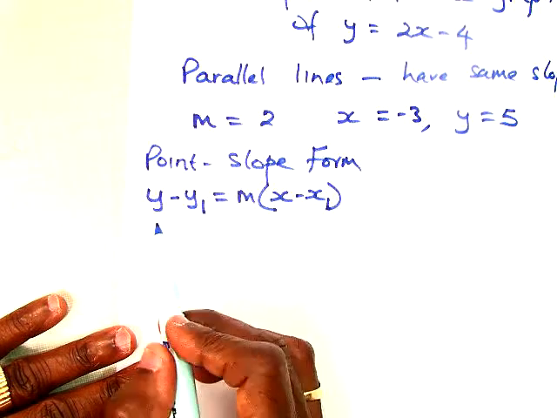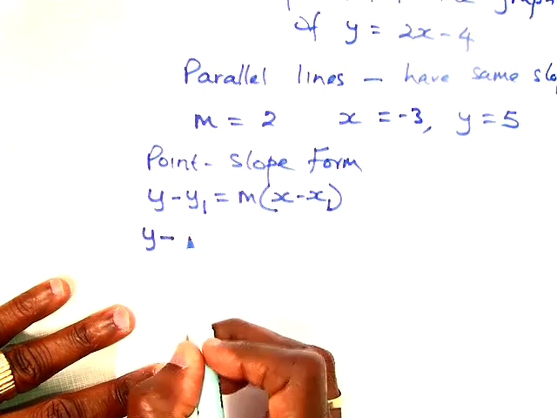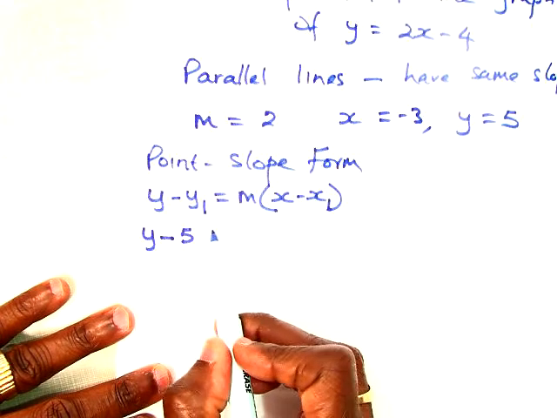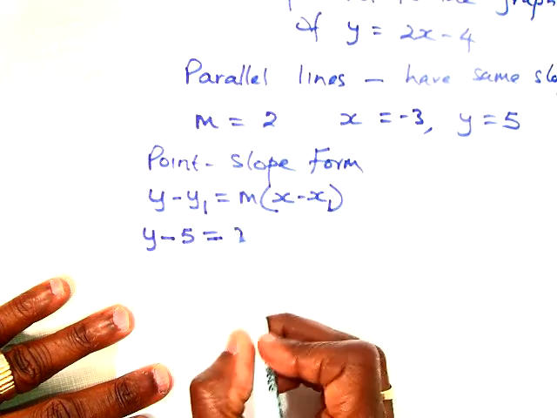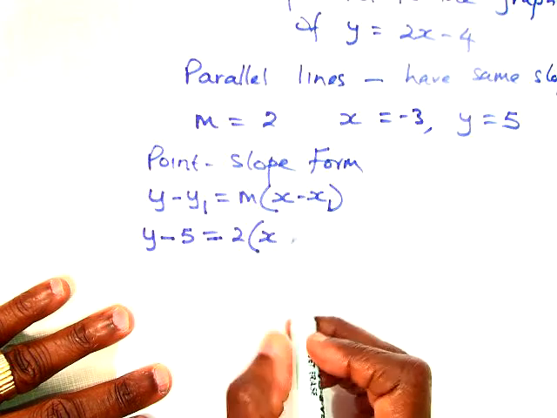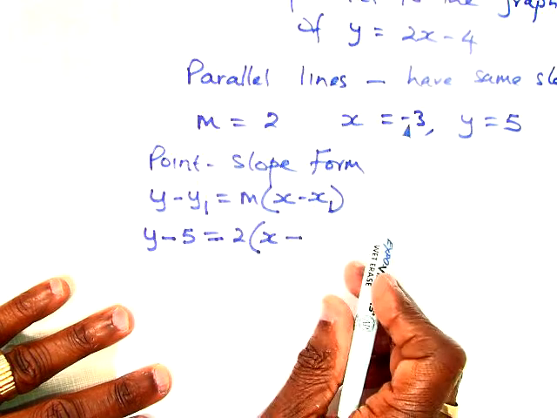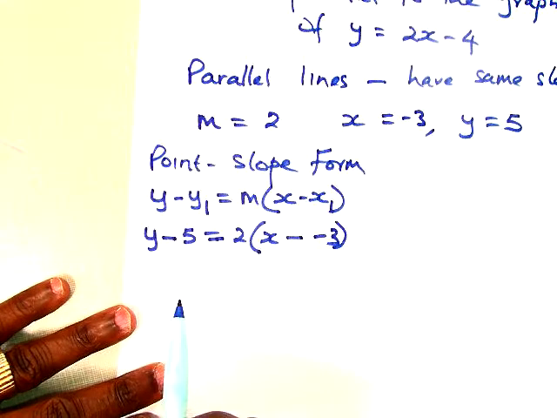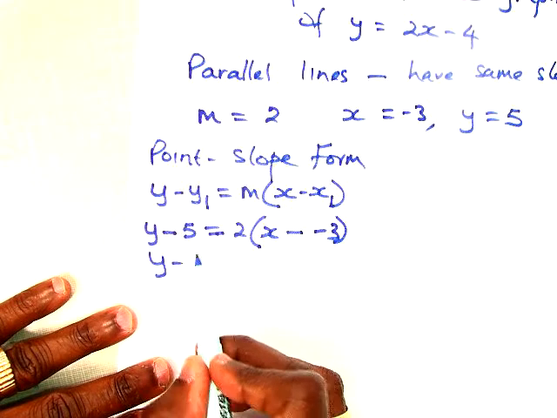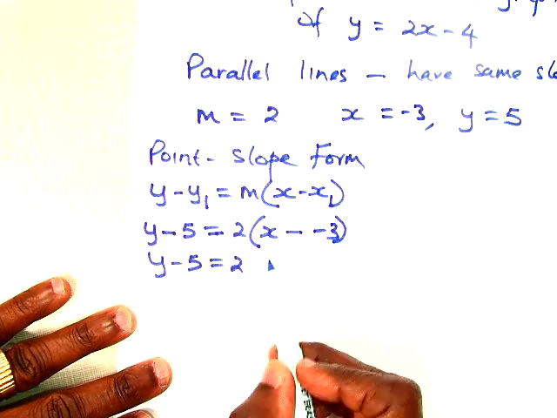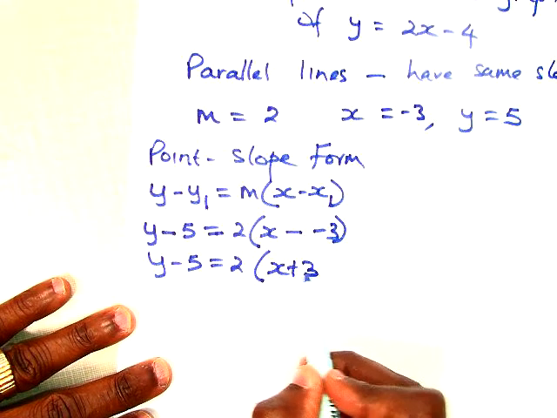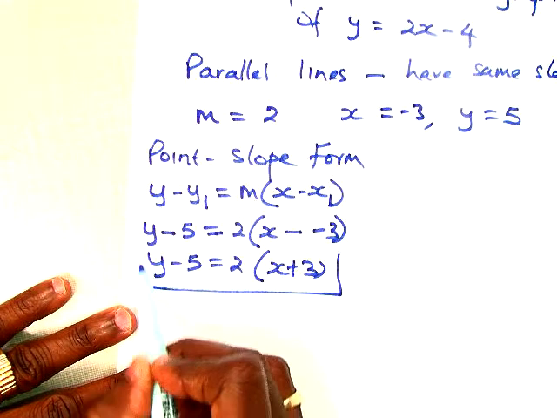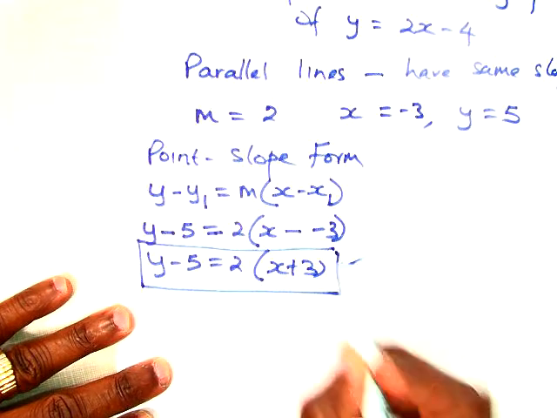So this becomes y minus 5, which is the y coordinate, equals my slope 2 times x, subtract the x coordinate. And pay attention, in this case we're subtracting a -3. When you simplify, this becomes y minus 5 equals 2 times x plus 3. And this would be the answer in point slope form.